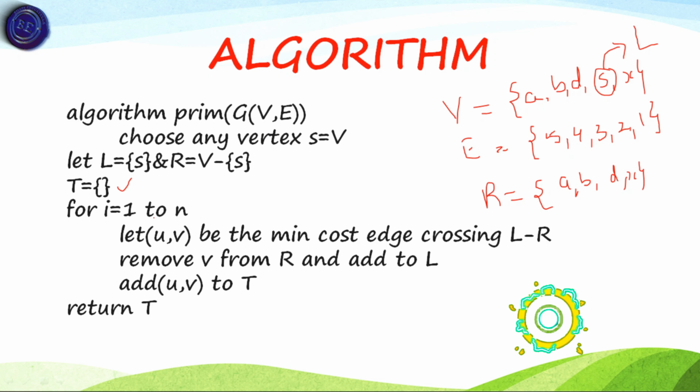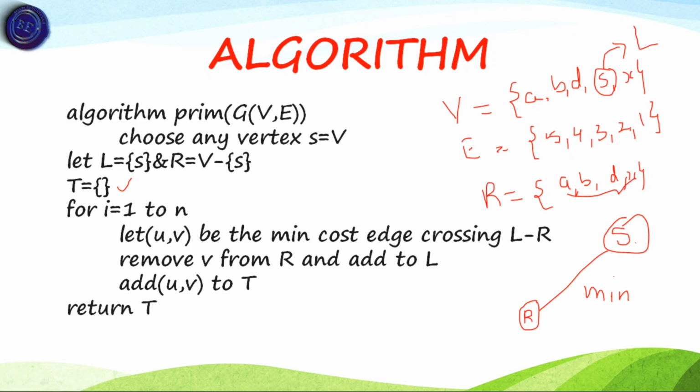For i equals 1 to n, let (u, v) be the minimum cost edge crossing L and R. So we have to select a vertex which is connecting to S. So S is a vertex. So we have to find a random vertex from this set R which is connected to S, and it must be a minimum edge value. So this is the R set. So we are going to select an edge which is the minimum.